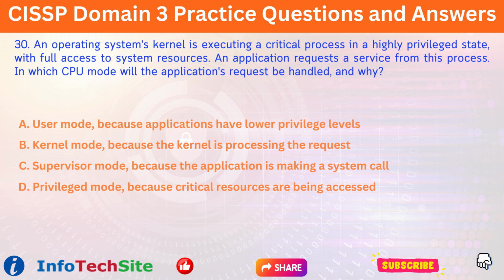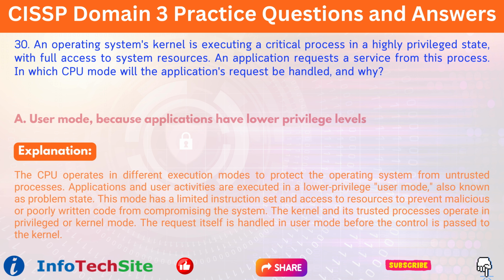30. An operating system's kernel is executing a critical process in a highly privileged state, with full access to system resources. An application requests a service from this process. In which CPU mode will the application's request be handled, and why? A. User mode, because applications have lower privilege levels. B. Kernel mode, because the kernel is processing the request. C. Supervisor mode, because the application is making a system call. D. Privileged mode, because critical resources are being accessed.